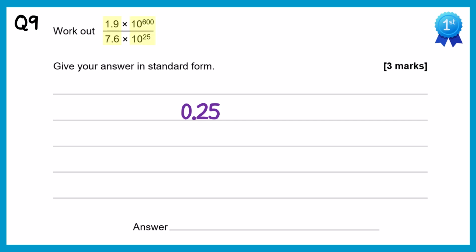Now you won't be able to do this one on your calculator, but when you divide like this, you subtract the indices. So 600 subtract 25, which will be 575. So it's times 10 to the power 575.